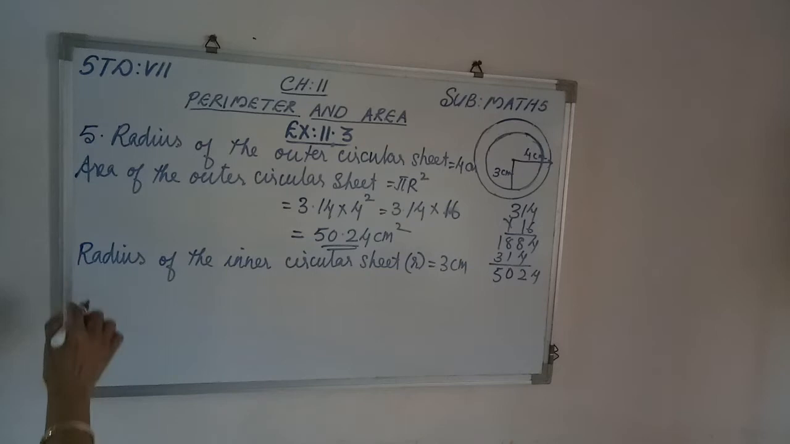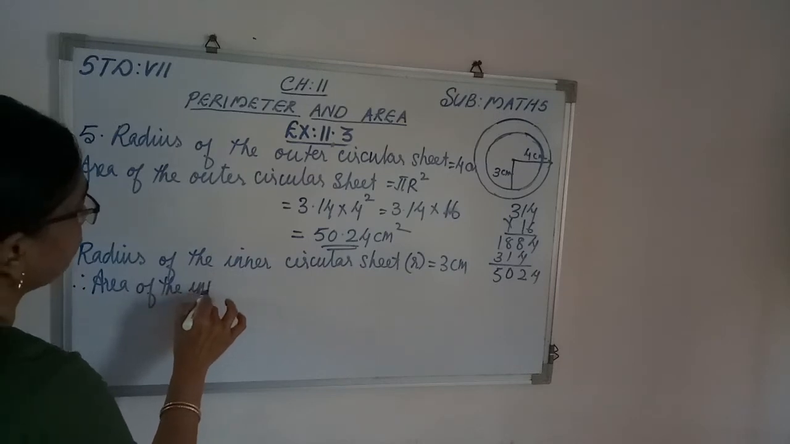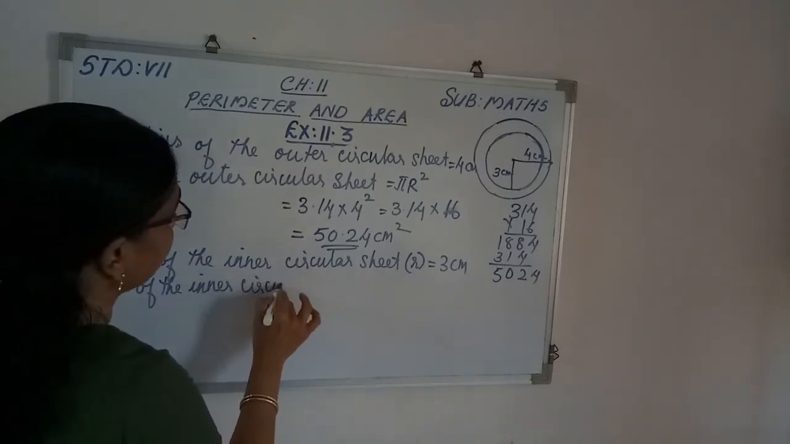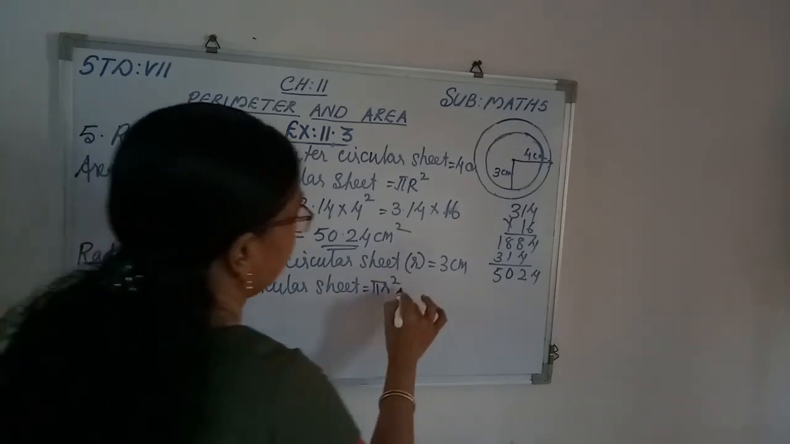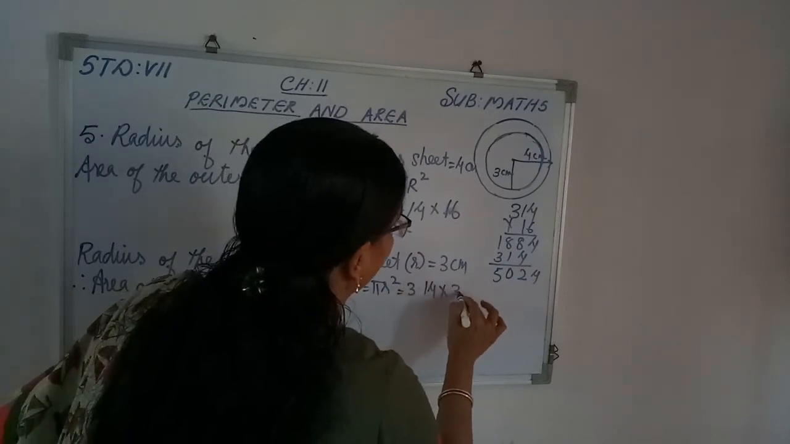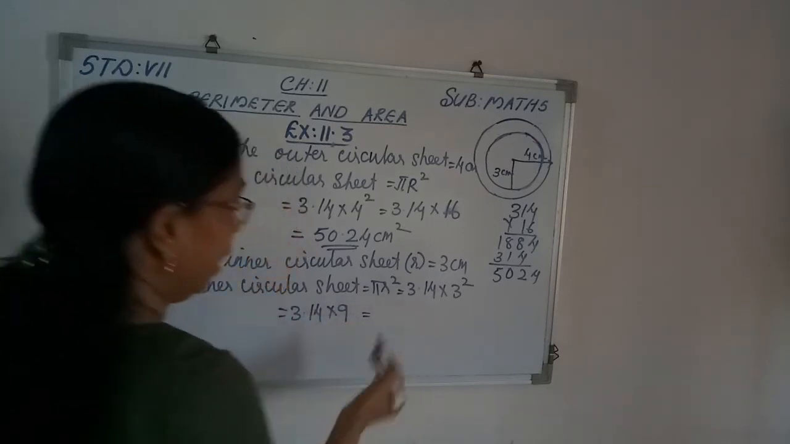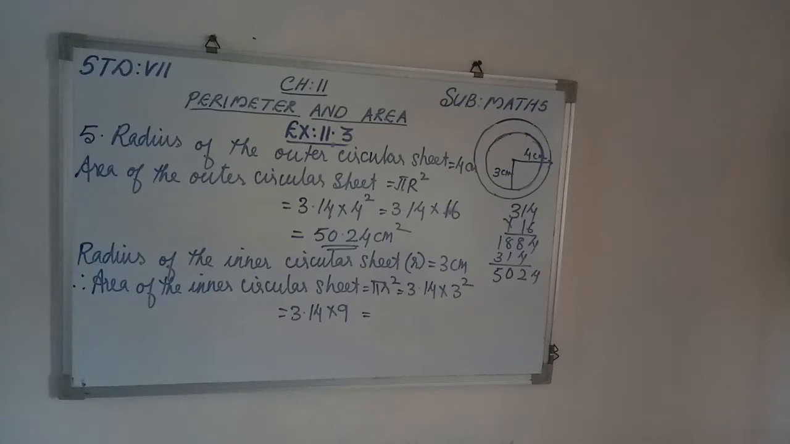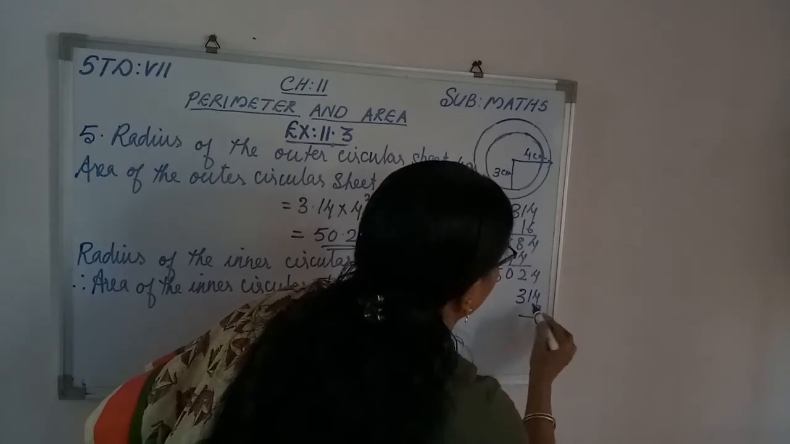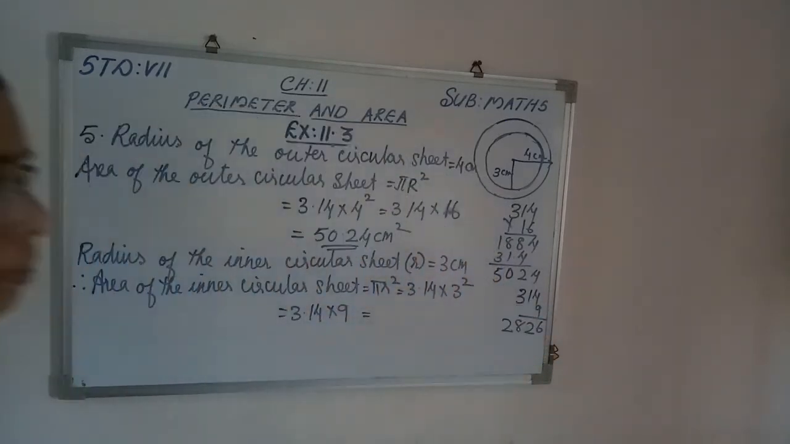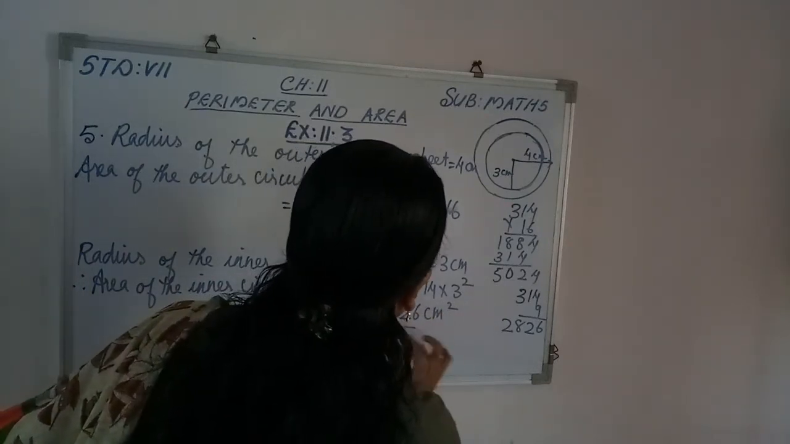So area of the inner circular sheet, pi r square, that's equal to 3.14 into 3 square, which will give you 3.14 multiplied by 9. Multiply 3.14 with 9. That is 28.26 centimeter square.